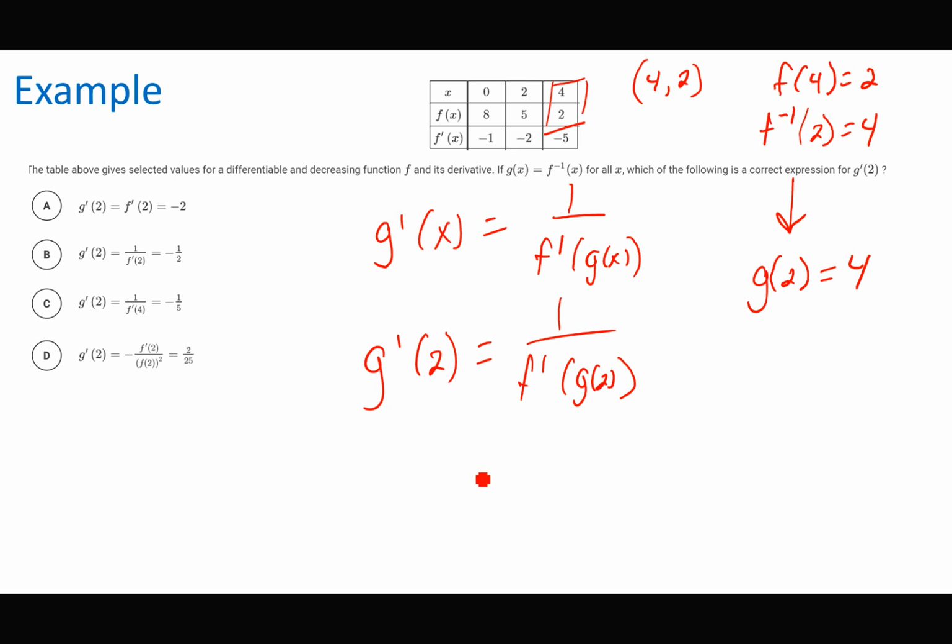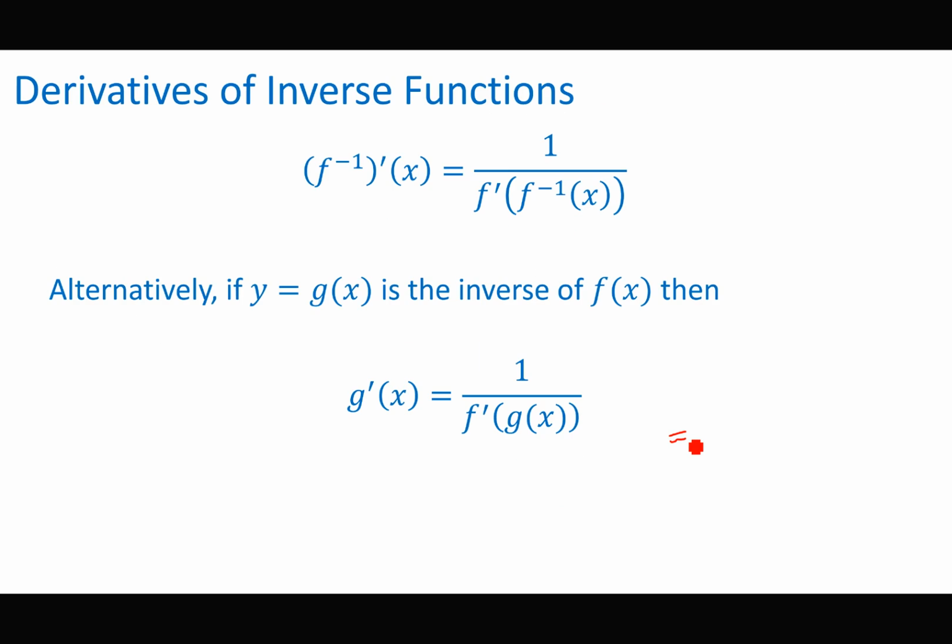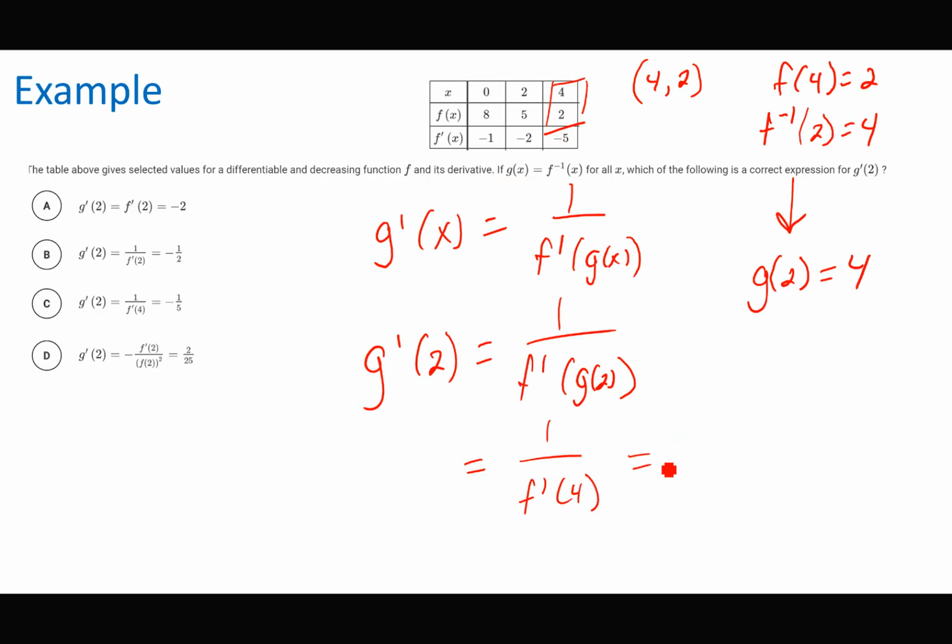So for this one, then we would say 1 over f prime of 4. What is f prime of 4? -5. Okay, so -1/5. So if we look over here at our options, it would be this option C. G prime of 2 is 1 over f prime of 4, which is -1/5.